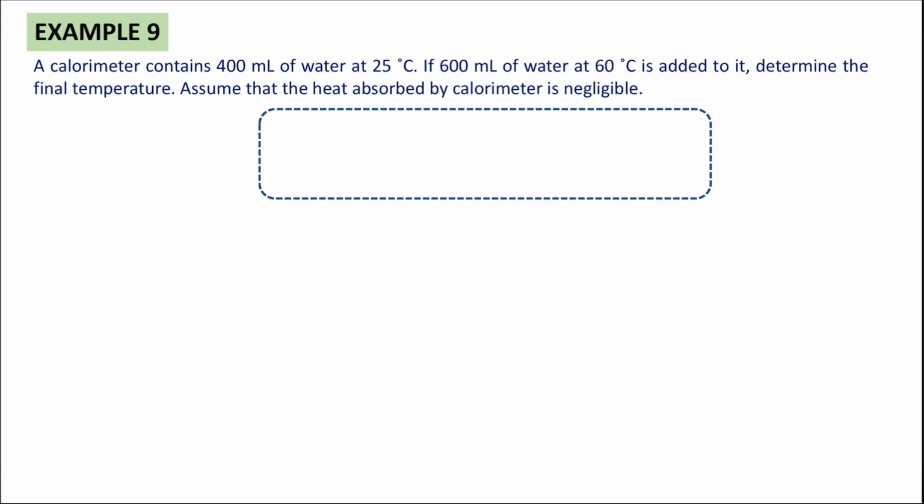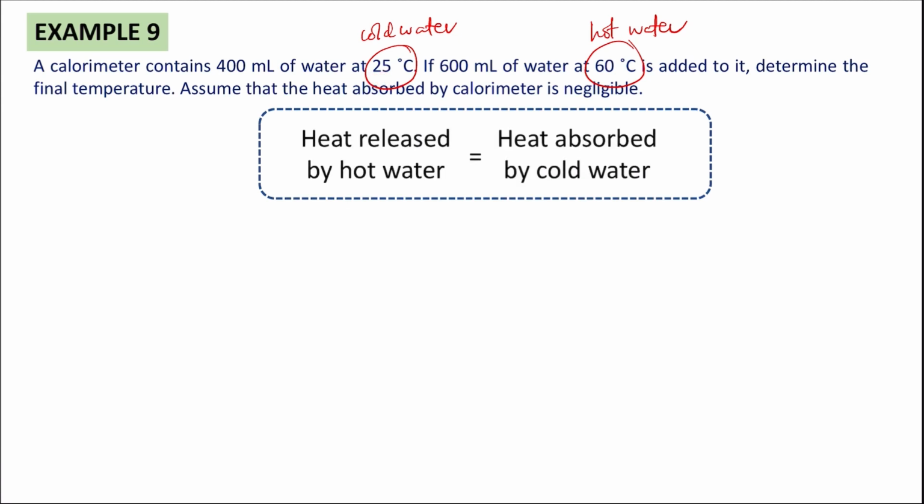So, water kat sini kita ada dua jenis temperature. So, kita boleh assume ini adalah cold water, ini adalah hot water. Sebab temperature dia, yang ini tinggi, yang ini temperature dia rendah. So, heat released by the hot water equals to heat absorbed by the cold water. Sebab dia berada di dalam calorimeter. So, when you want to determine the final temperature, temperature change berlaku as delta T. So, awak kena tentukan based on delta T.